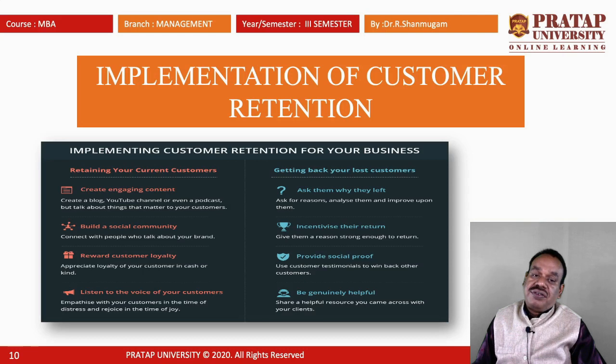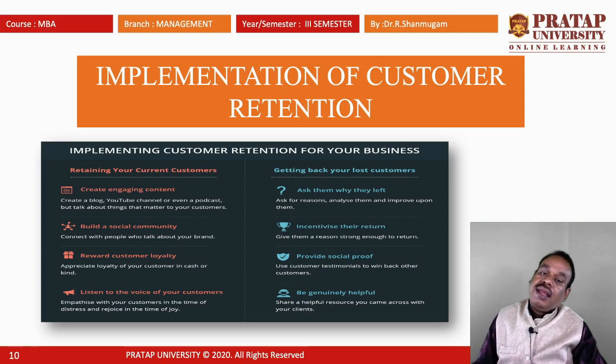And then getting back your lost customers. If an organization loses customers to defection, how can they get them back? Ask them why they left. What is the reason? Most banking and telecommunication industries keep conducting surveys, keep contacting customers who left, asking the reason they left the organization. They have to analyze, improve, and then win them back.